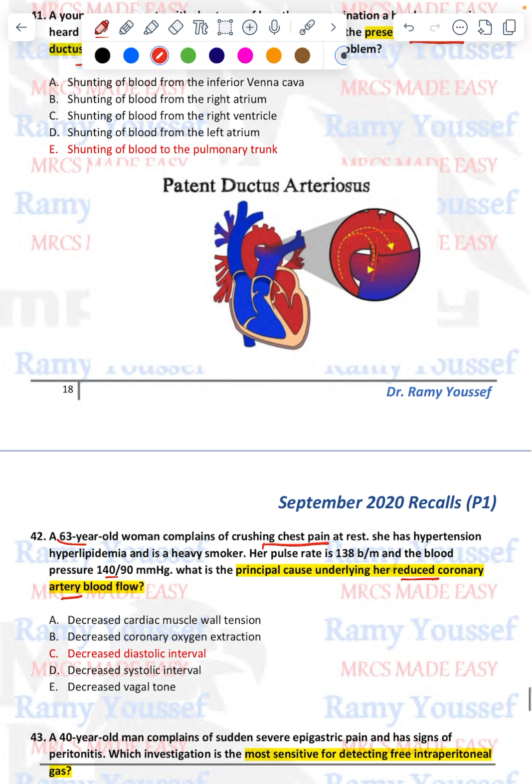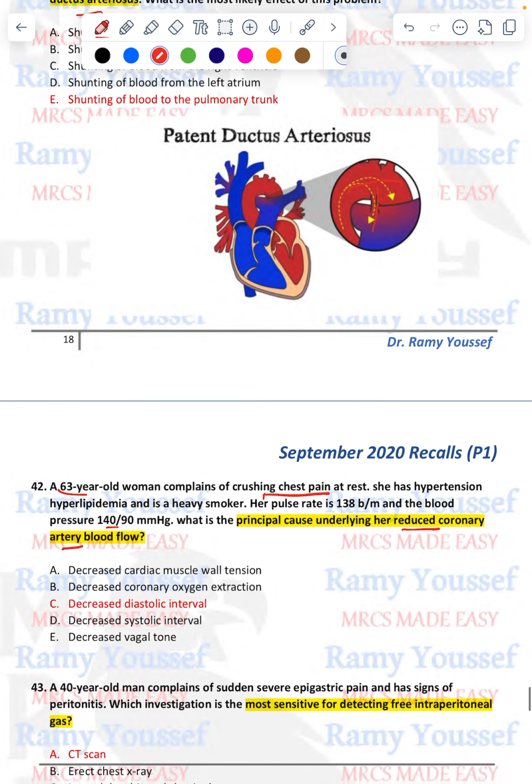A 40-year-old man complains of sudden severe epigastric pain. This is epigastric pain with signs of peritoneal irritation. Investigation most sensitive to detect free intraperitoneal air. This is maybe a chest X-ray, a standing X-ray, but CT scan is the ideal investigation.